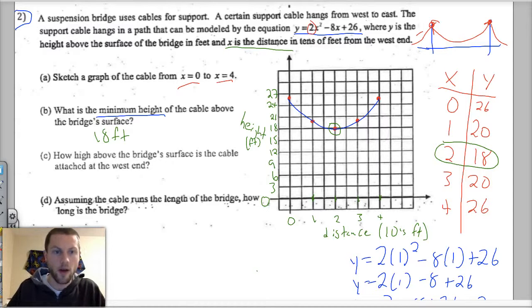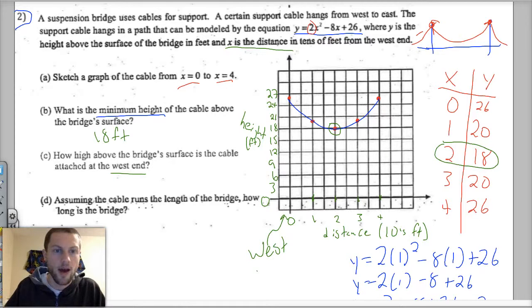For letter C here, I want to know how high above the bridge's surface is the cable attached at the west end. So let's think about what we're after here for the west end. In the very beginning of this problem, it said that the y values, all on this curve here, are the height above the surface of the bridge in feet, and x is the distance in tens of feet from the west end. So here's my west end, right here. And as I go this direction, I'm going east.